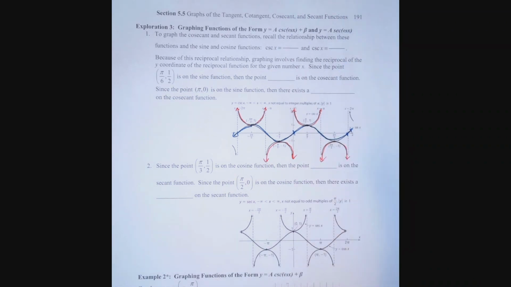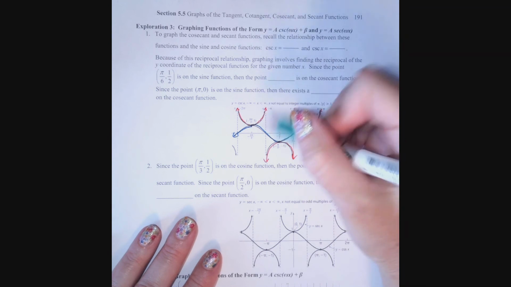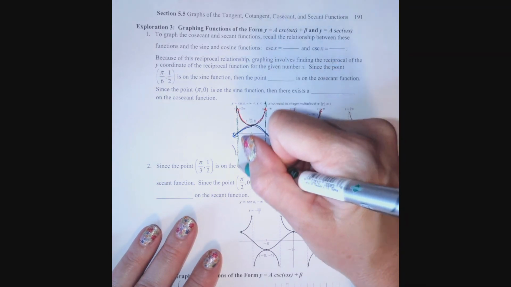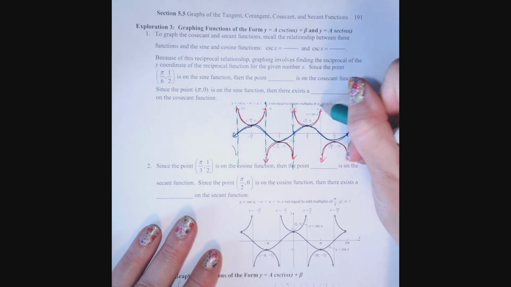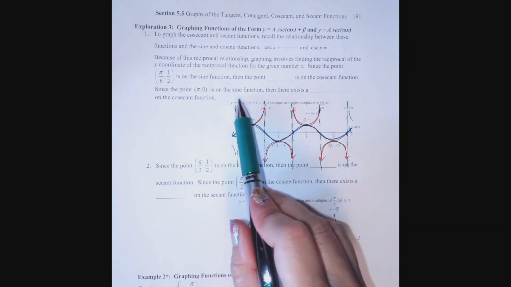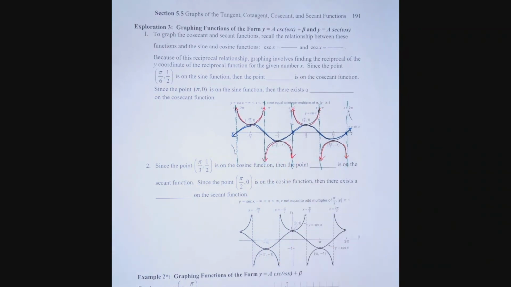So you see, I don't actually have to graph cosecant, I graph sine. Anywhere I hit center, I hit a 0, that gives me a vertical asymptote. And then anywhere I have a max, I do a parabola up, and anywhere I have a minimum or a trough, I do a parabola down.